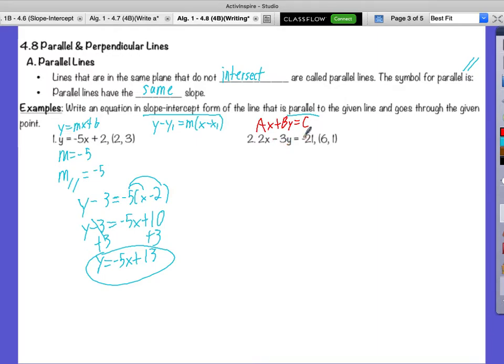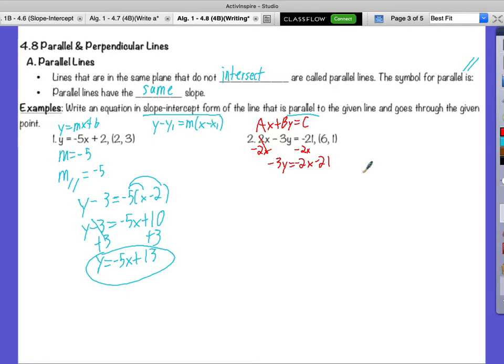Do you guys remember solving problems like this for y before? Like last chapter we did that? Okay. What would be our first step? Subtract 2x from both sides. Negative 3y is equal to negative 2x plus something. We like the x first, right? Okay. Then we have one more step to get the y by itself.